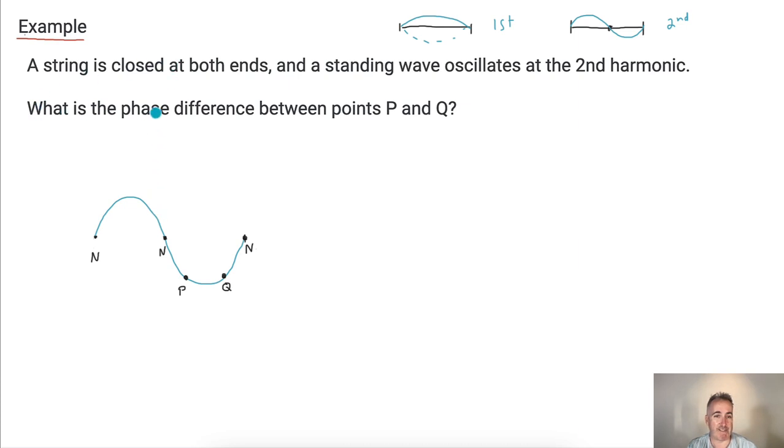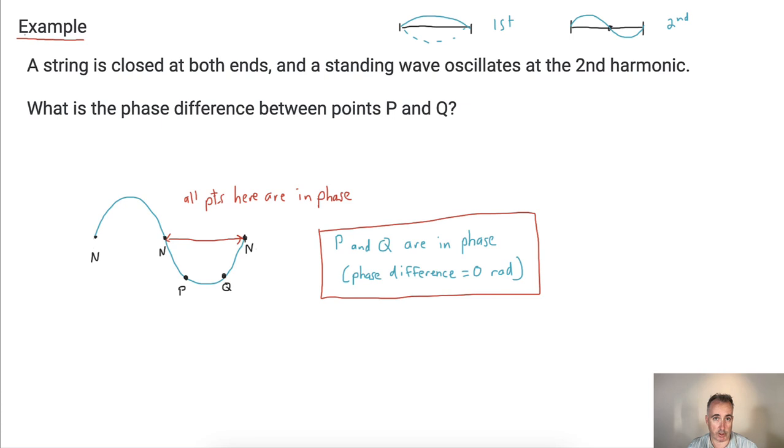Now the question is, what's the phase difference between points P and Q? Well, you have to remember that P and Q are all in the same nodal region, right? So all points here are in phase. And what does it mean to be in phase? That means the phase difference is going to be 0 radians. Because P and Q are in the same nodal region, P and Q are in phase.